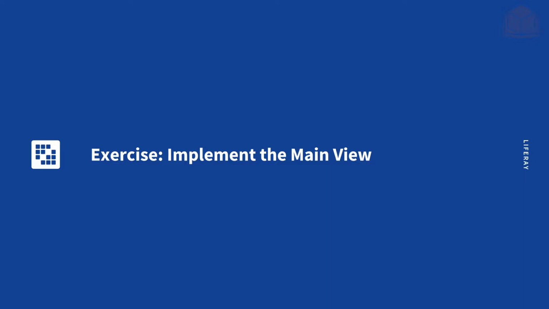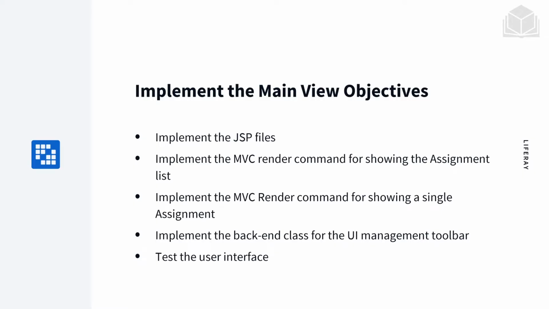In this exercise, we're going to be implementing the main view for our gradebook application. Our objectives for this exercise are: we are going to implement the JSP files. We're going to implement the MVC render command for showing the assignment list. We're going to implement an MVC render command for showing a single assignment. We're going to implement the backend class for the UI management toolbar. And finally, we're going to test it all out in the user interface.